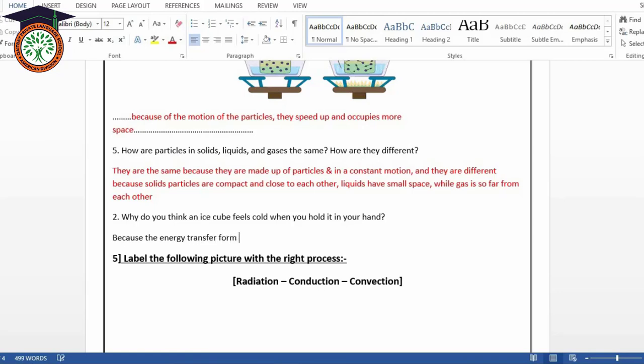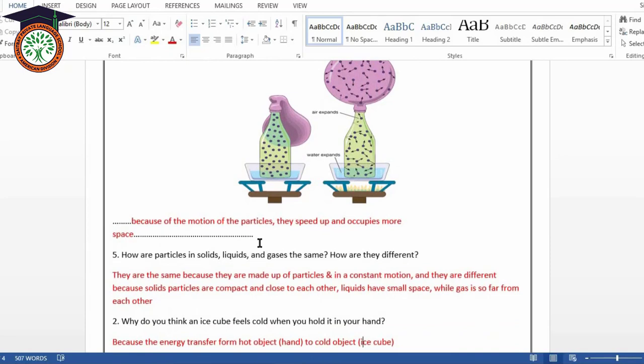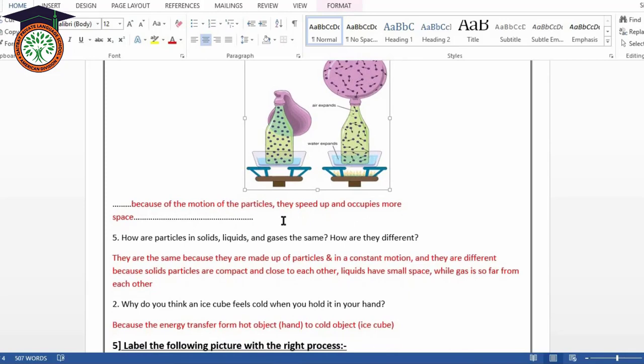So this is because the energy transfers from the hot object, which is your hand, to the cold object, which is the ice cube. Excellent. Okay, so this will be the answer.